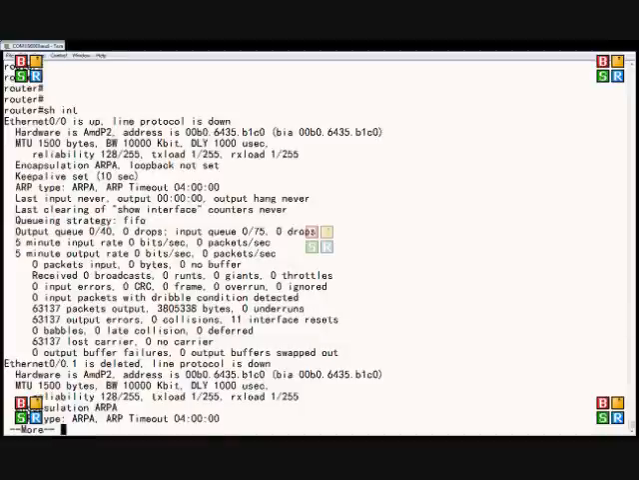And up at the top we have the MTU size, which is set to the standard 1500 bytes, and we also have the speed, which is a 10 megabit connection, but you may see faster if it's a 100 meg or a gig connection.